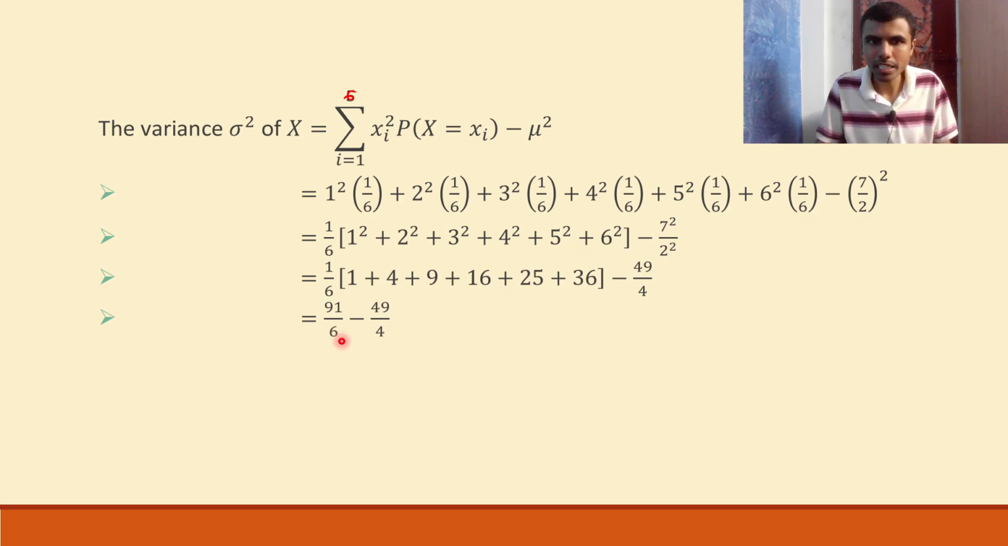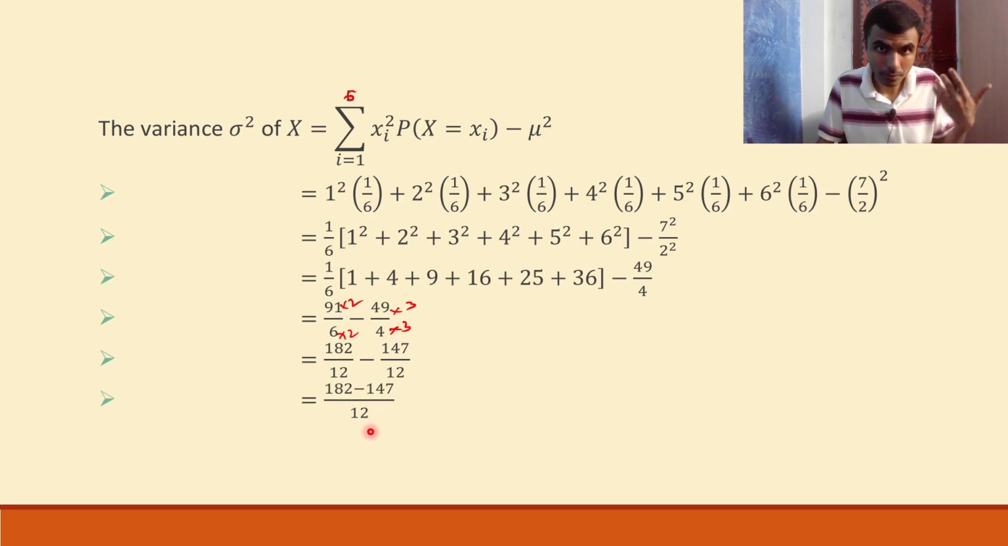Now here I have 91 by 6 and 49 by 4. For these two, 6 and 4, the LCM is 12. So let's make the denominator 12 for both. For the first number you can multiply and divide by 2, and for the next number you can multiply and divide by 3. If you do this, this is what you'll get: 91 2s are 182 by 12, minus 49 3s are 147 by 12. Now you see both of them have the same denominator. Now all you have to do is 182 minus 147 by 12, and this is nothing but 35 by 12. This is the variance of X.